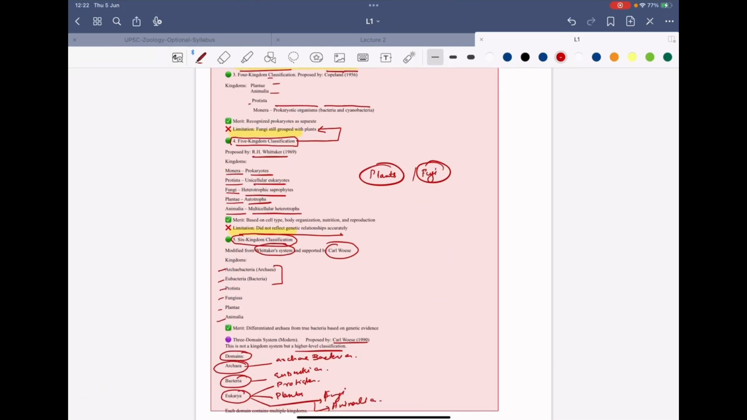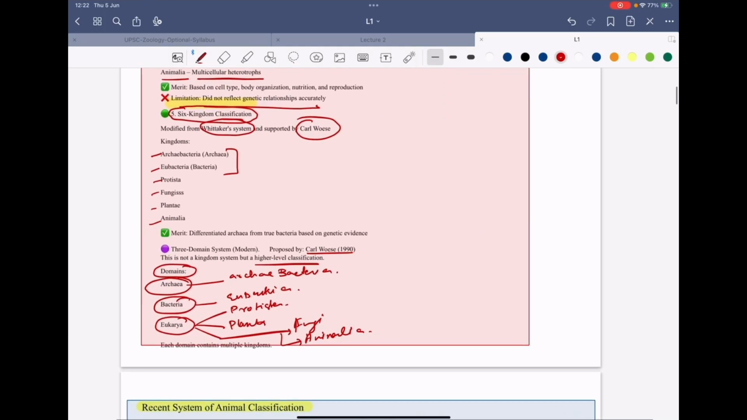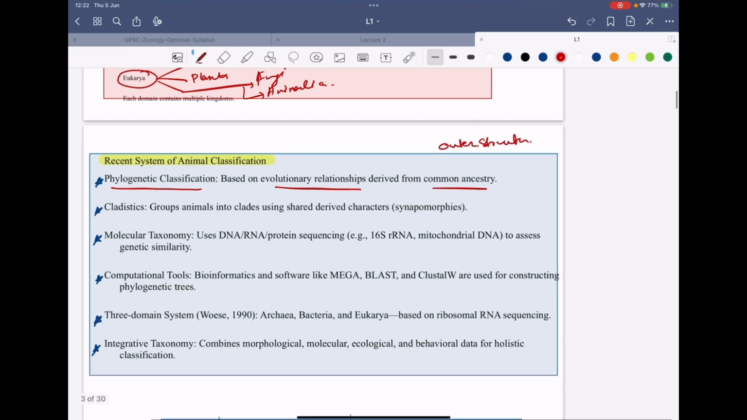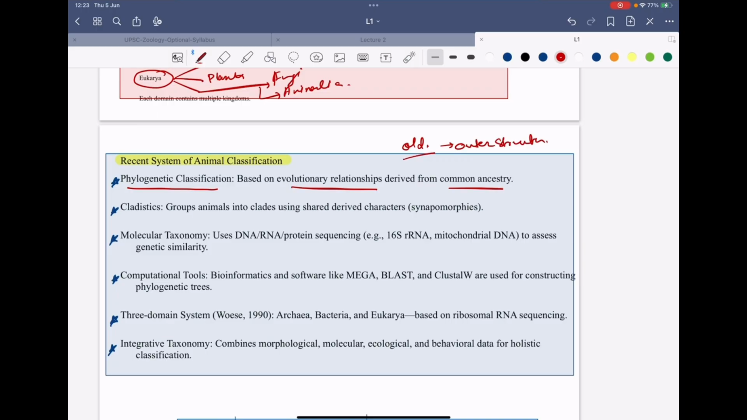And yes, questions can be asked on the classical system of classification and the new system of classification. So this is somehow the new system of classification. If we see the recent system of animal classification, it is phylogenetic classification. It is based on evolutionary relationship. It is derived from common ancestry, not like the traditional system where the classification was done on the basis of outer structure.